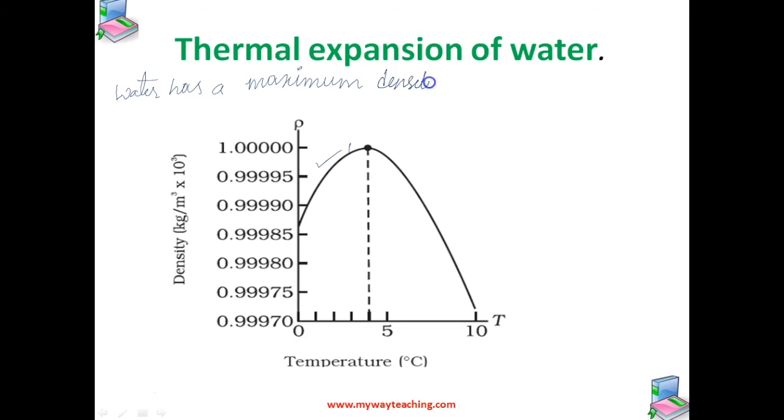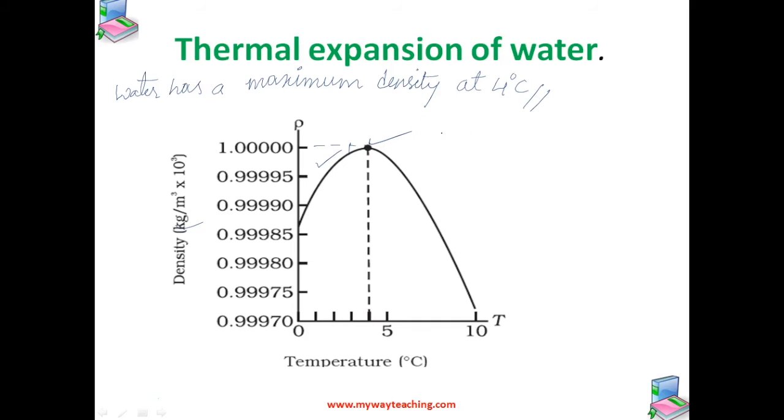Okay, water has a maximum density at 4 degrees Celsius because at that point only it is having maximum density. You can see that in this figure. This is the point. This property has an important environmental effect also.